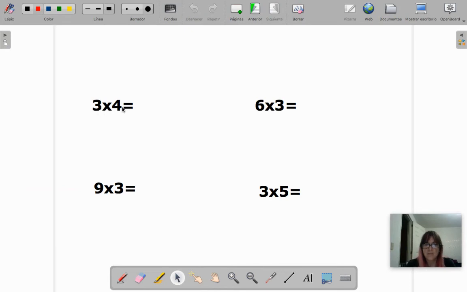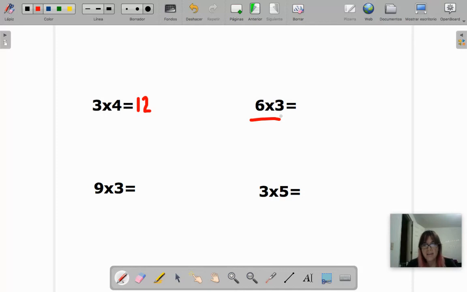3 times 4. So you put your hands, identify which is your finger 4. Let me put it closer. So it's 1, 2, 3, 4. So when I get to this one, that's my answer. Let's say it. 3, 6, 9, 12. So when I get to the 4, I said 12. So that's my answer. 12.